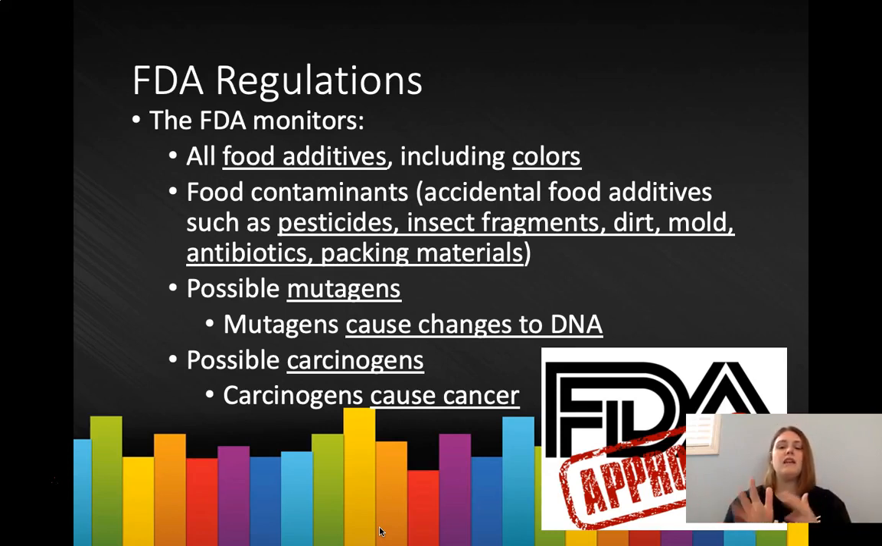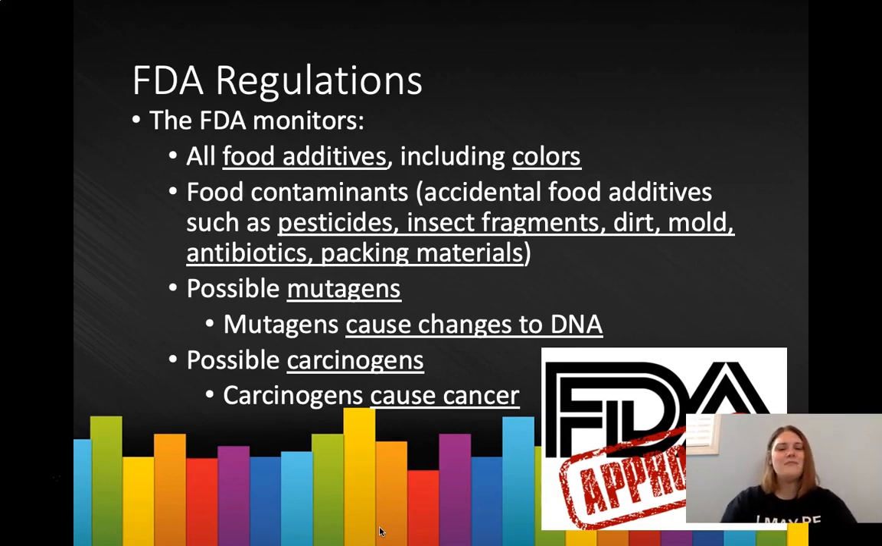Dirt and mold. So again, when we're pulling that corn and harvesting it, we want to make sure that it's clean before we start using it. Antibiotics. Sometimes you'll put antibiotics with different species of fruits and vegetables, but specifically we'll use them with animals to try and keep the animals healthy so that they don't get sick, and then you can use them for food. And then packing materials. We don't want little pieces of plastic or cardboard getting in our Hostess cupcake because that ruins the experience, people. Ruins the experience.